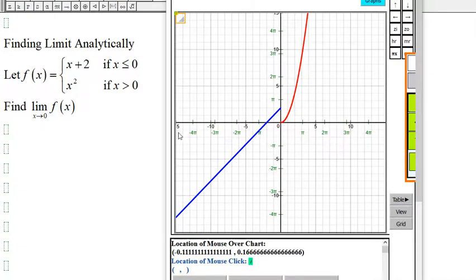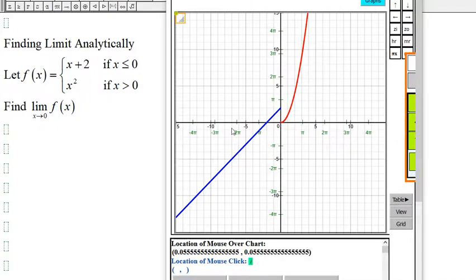And then to the left of 0, we have the function x plus 2. And then f of x is equal to x squared if x is greater than 0, meaning to the right of 0, we get the graph of f of x equal to x squared. And we'd like to know what is the limit of f of x when x approaches 0.